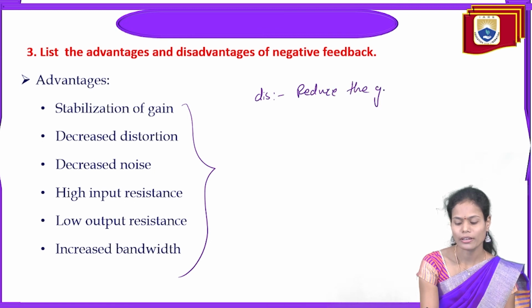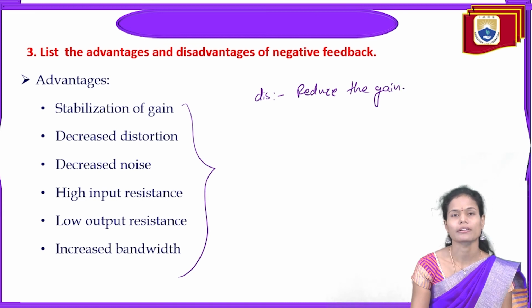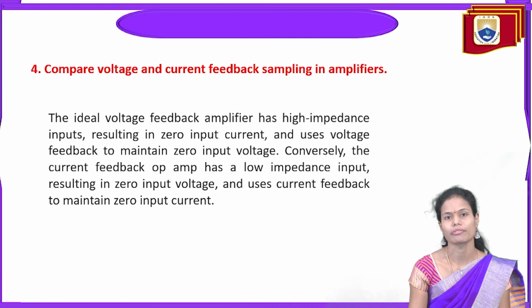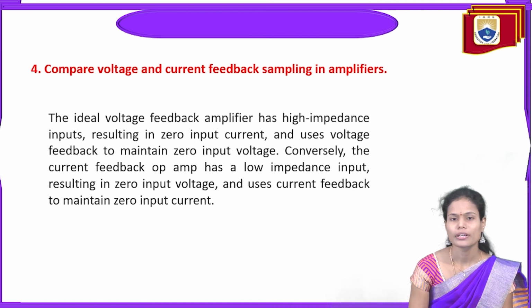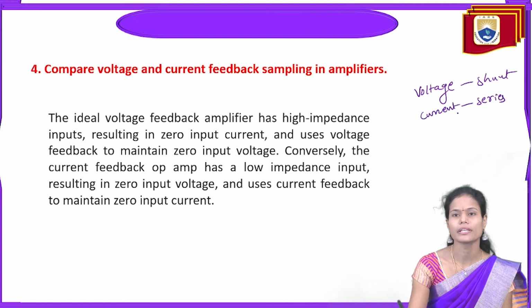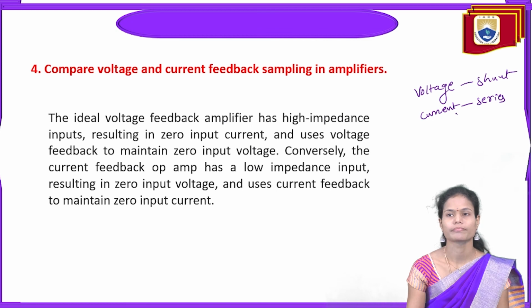That is the drawback of the negative feedback. And next, compare voltage and current feedback sampling in amplifiers. So here, if the signal is voltage, the sampling is different. If the signal is current, sampling is different. If it is the voltage sampling, always we have to do the shunt connection. If it is the current sampling, always we have to do the series connection here. That we have to explain clearly here.